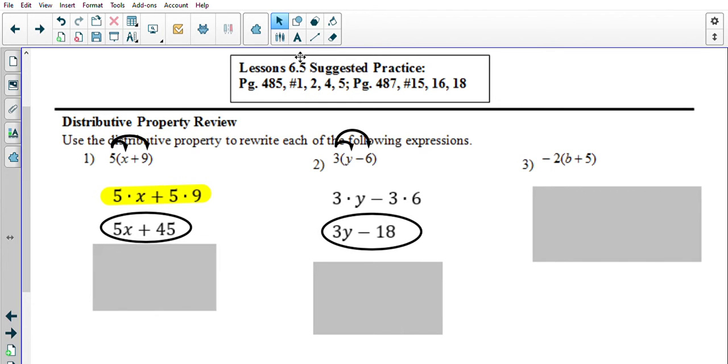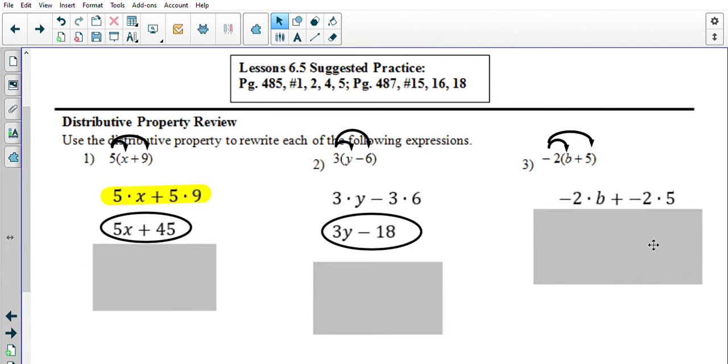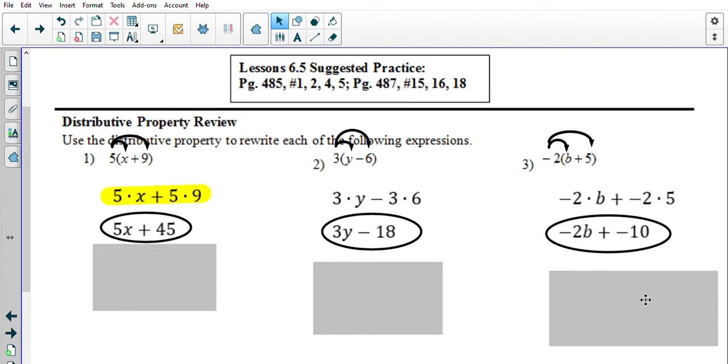Let's distribute this negative 2 into the parentheses. So we are going to do negative 2 times b and negative 2 times 5. So you will have negative 2 times b plus negative 2 times 5. That will simplify to negative 2b plus negative 10.